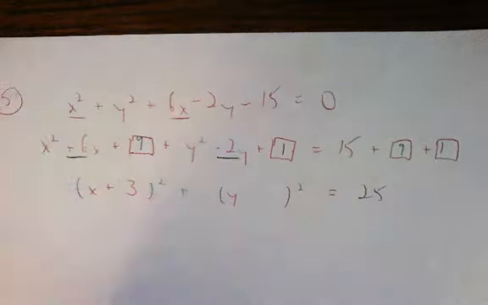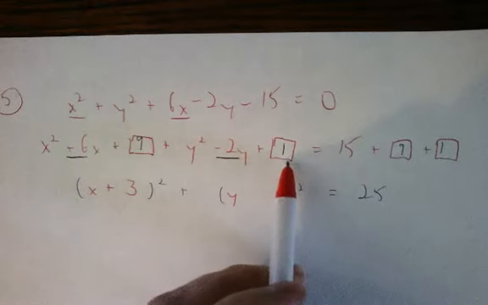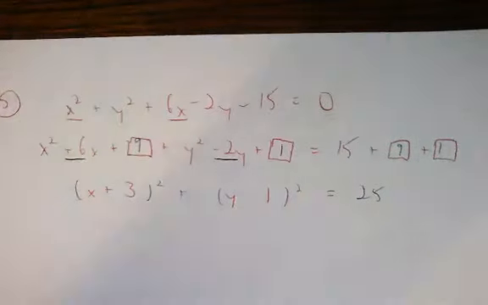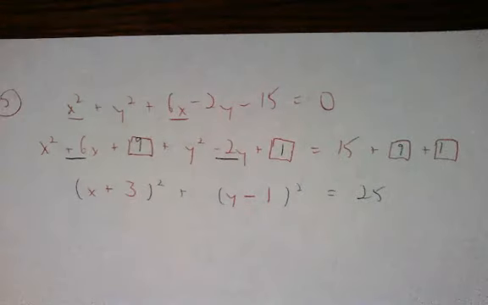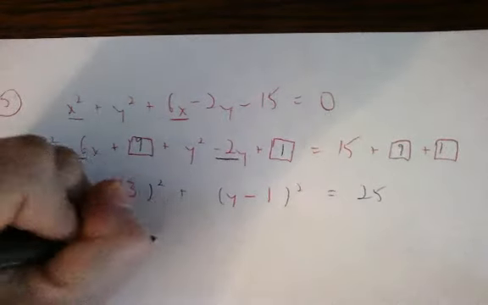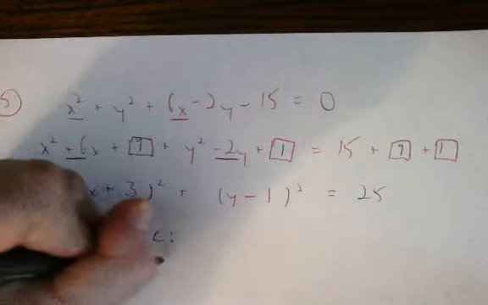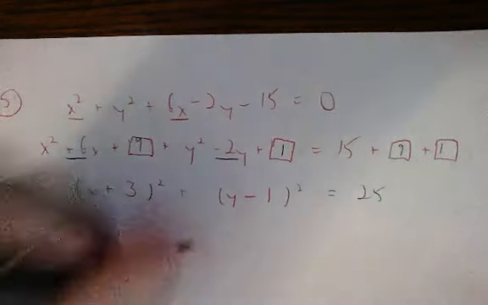Here, factors of 9 that add to 6, 3's. Since the signs are both positive, it'd be a positive. Over here, factors of 1 that add to 2 are 1's, 1 and 1. Since the signs are different, it would be negative.